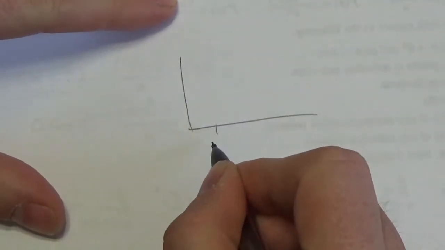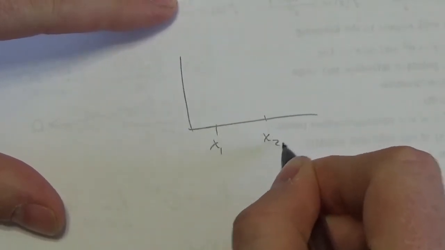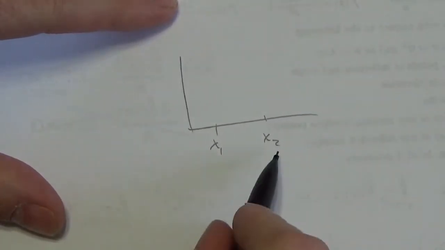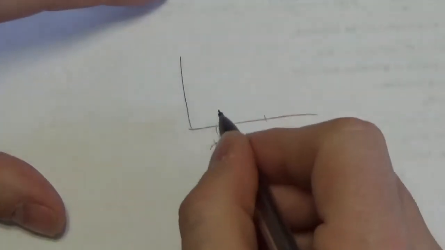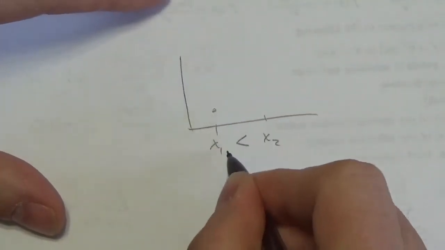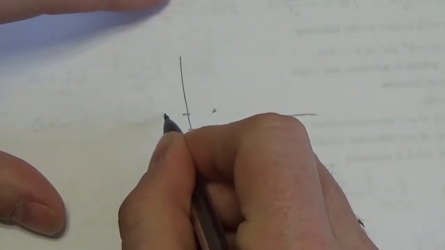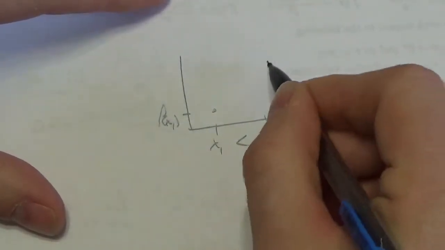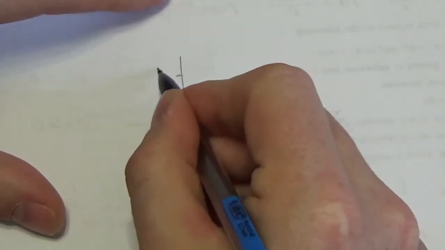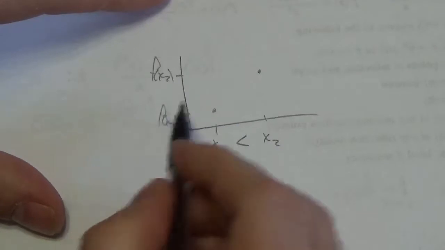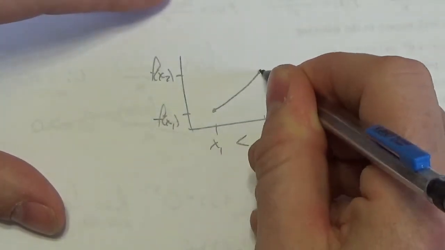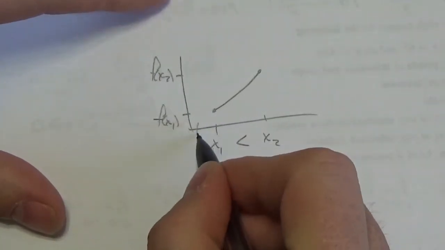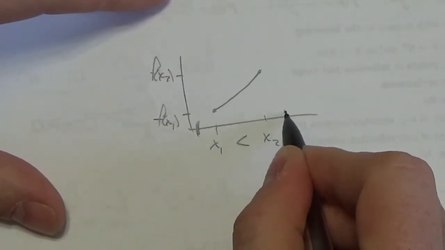Let's say that here's my x1 and here's my x2. Because I've written it to the left of x2, I know that x1 is less than x2. A function is increasing if f of x1 is less than f of x2. In other words, f of x1 is below f of x2, and it doesn't matter what values I pick along this interval.